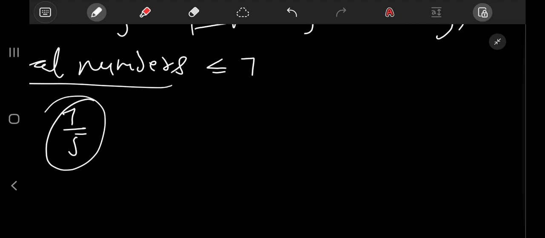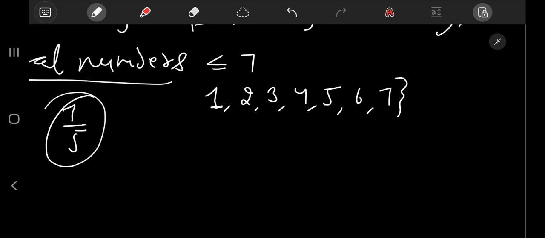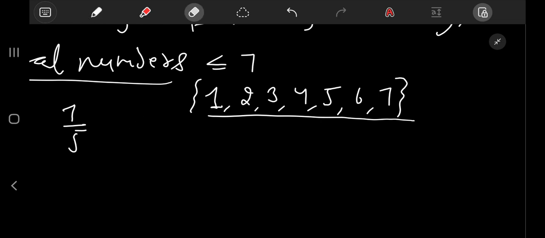In this set there are only 7 elements: 1, 2, 3, 4, 5, 6, 7. There are 7 elements, and no other elements are in this set. 7 by 5 does not belong to this set, because this is not a natural number.